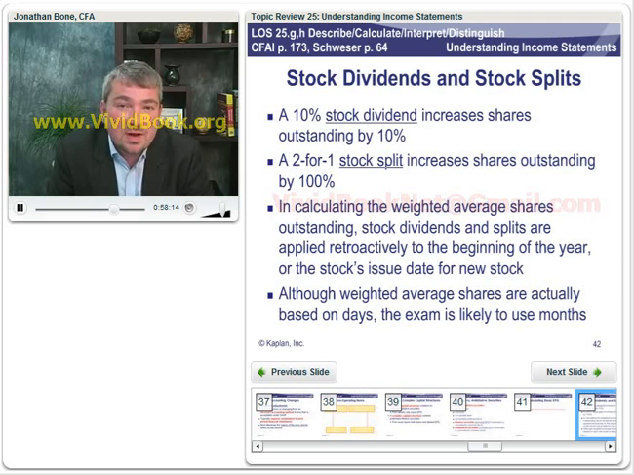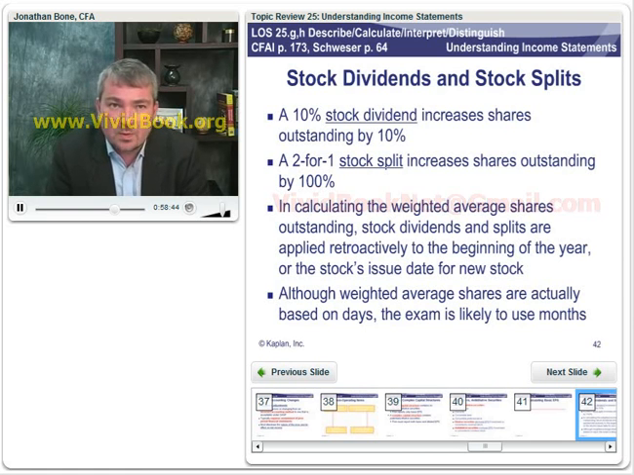Again, no cash is raised. Now, of course, these are purely cosmetic transactions. However, because the number of shares increases, it's going to cause EPS to fall. So what we're actually going to do is pretend that the stock dividend or stock split occurred at the beginning of this year. So we're going to apply it retroactively to the beginning of this year. And we're also going to go back to the prior year and adjust that as if the dividend or split had occurred in that year as well.